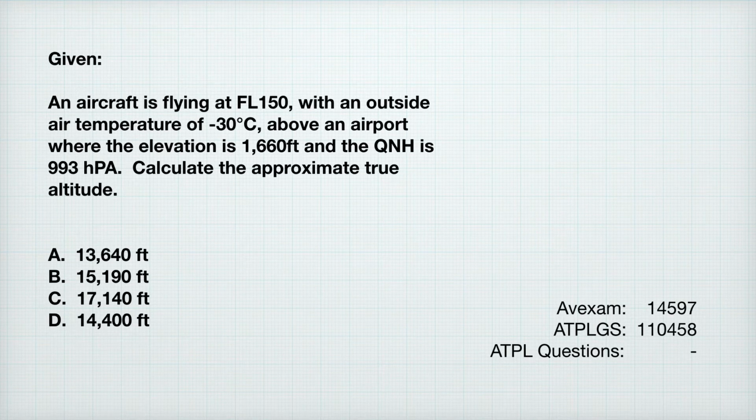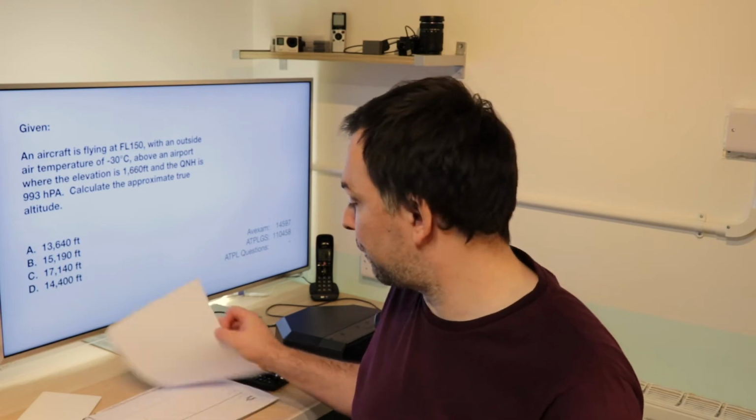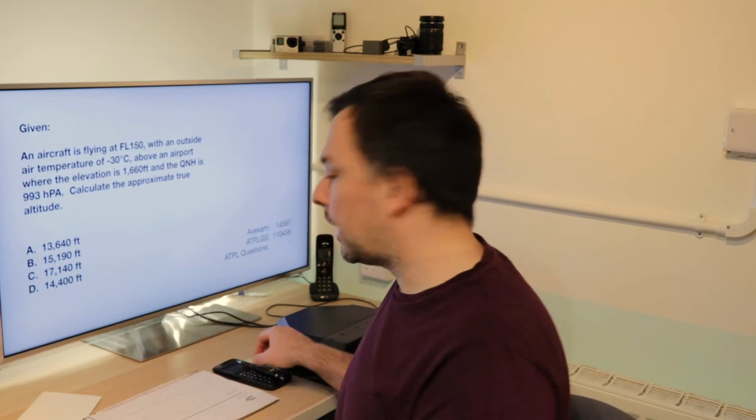Okay, question number 2. An aircraft is flying at flight level 150 with an outside air temperature of minus 30 degrees above an airport where the elevation is 1,660 feet and the QNH is 993. Calculate the approximate true altitude. Okay, this question is quite similar to the previous one. Get yourself a fresh sheet of paper and let's go.